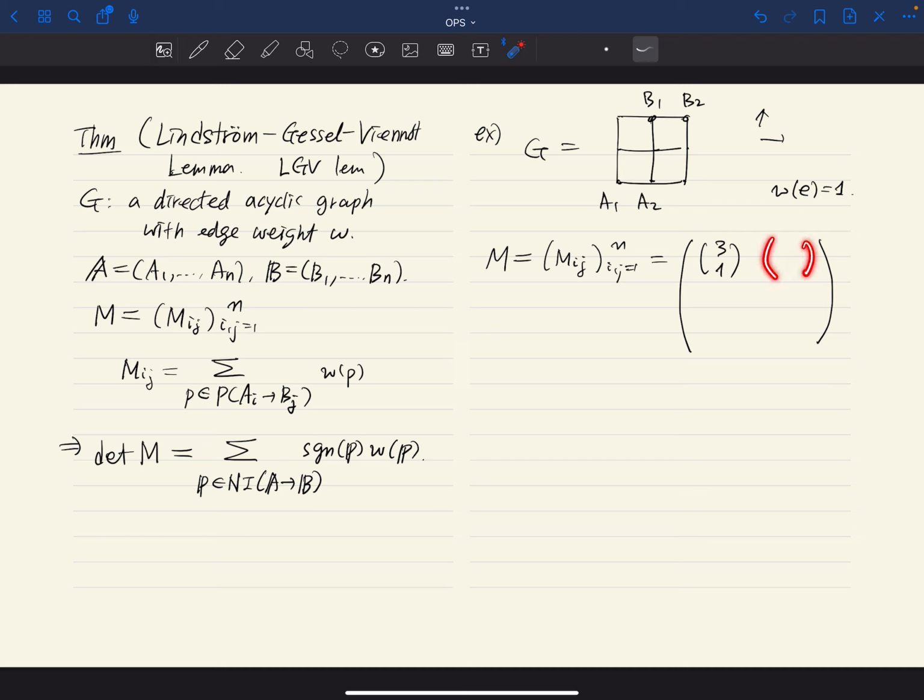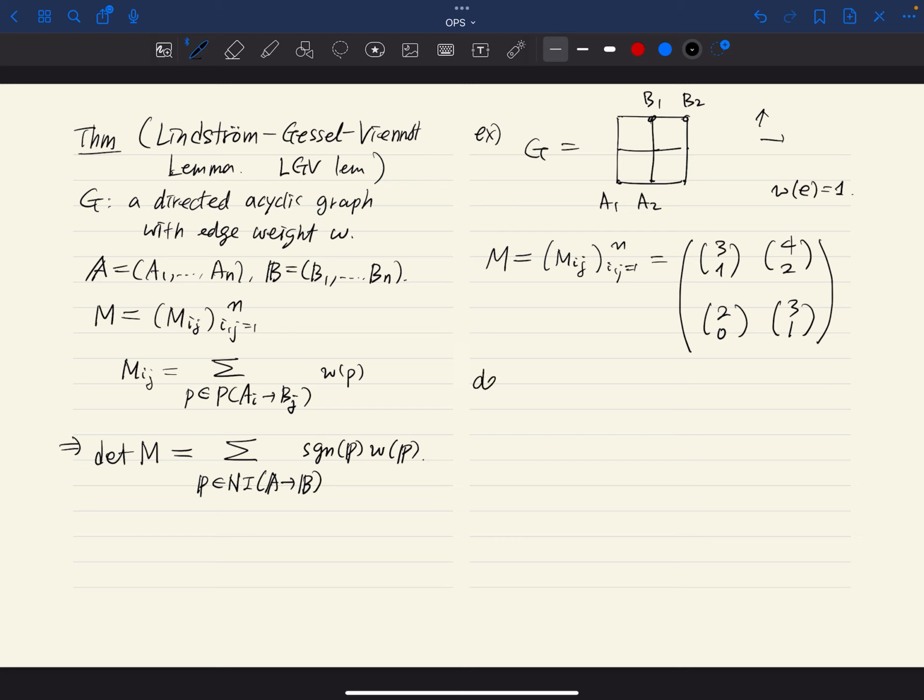And this is M12, so you go from A1 to B2. So there are 4 steps, with 2 horizontal steps among them, so 4 choose 2. And M21, so you go from here to B1. So 2 steps only and no horizontal steps, so it's like that. Finally, you go from here to here, so it's 3 choose 1.